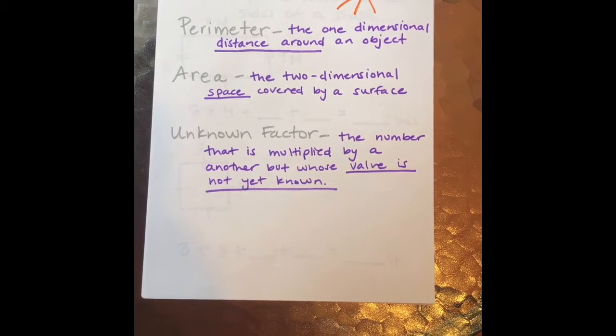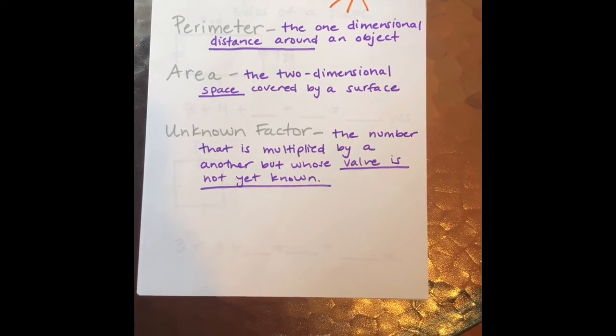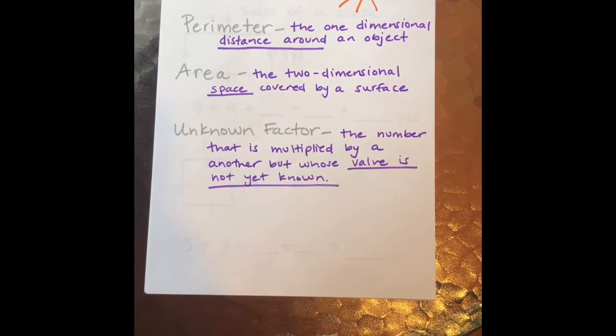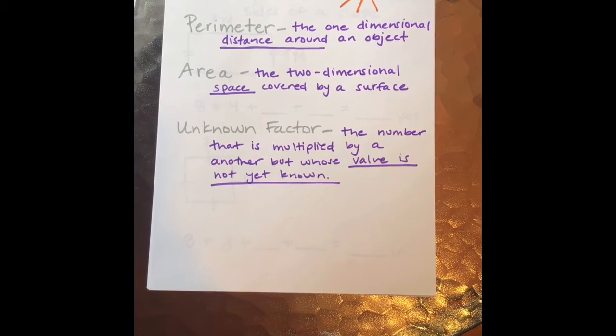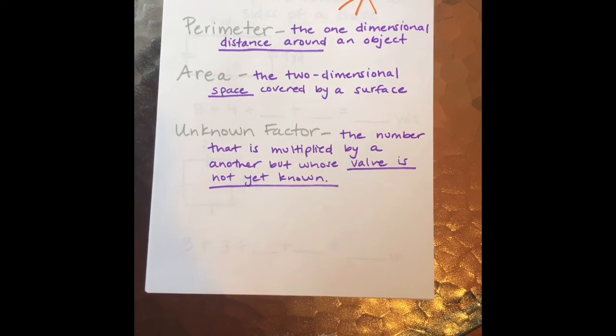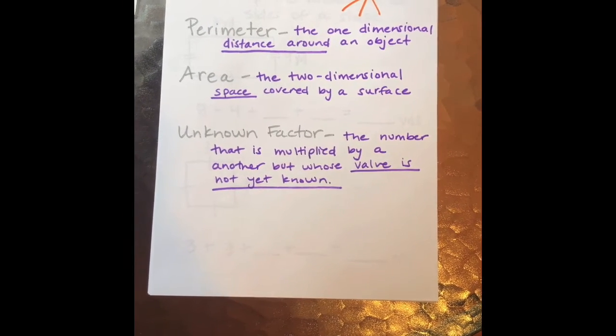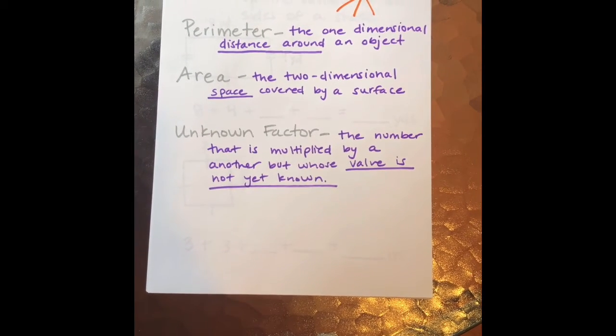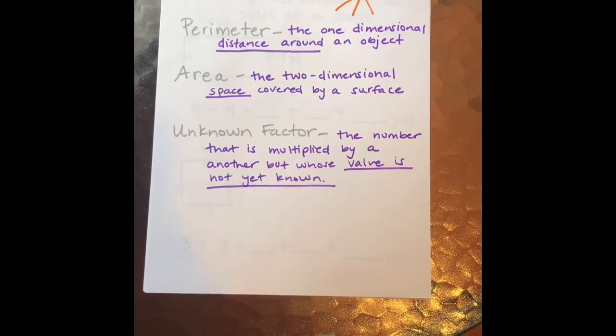Unknown factor, the number that is multiplied by another number, but whose value is not yet known. So sometimes when we are measuring with area and perimeter, we may only know the measurements for certain sides of the shape. Figuring out the unknown factor is our job.